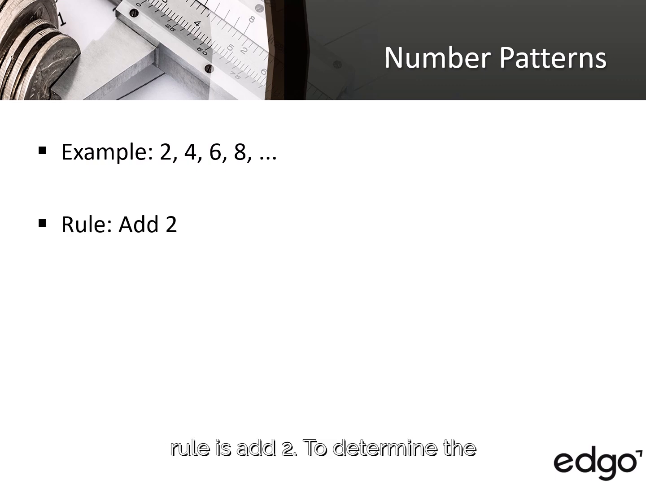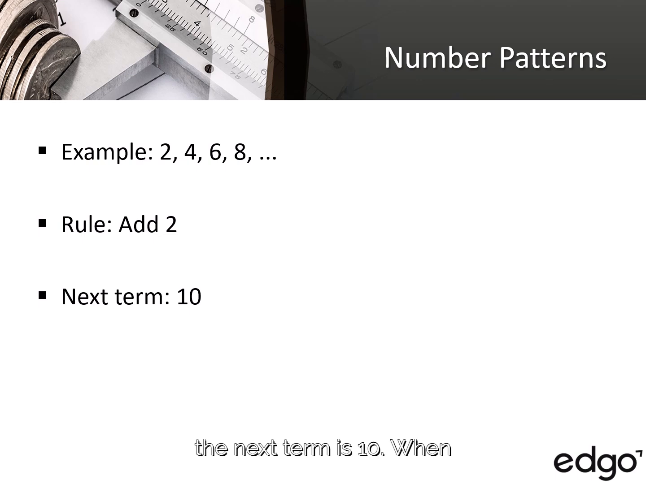To determine the next term, we apply the same rule. 8 plus 2 equals 10. Therefore, the next term is 10. When analyzing a number pattern, always examine how one term changes into the next term. Once you identify the rule, apply that same rule to determine the succeeding term.